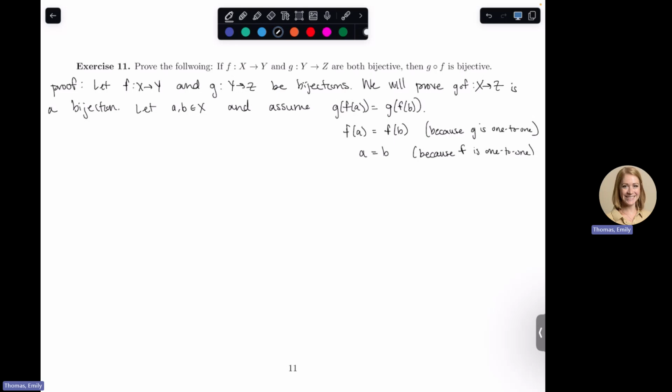Does that make sense? So we are done. That means that G of f is also 1-to-1. So since a equals b, whenever G of f of a equals G of f of b, G of f is 1-to-1.